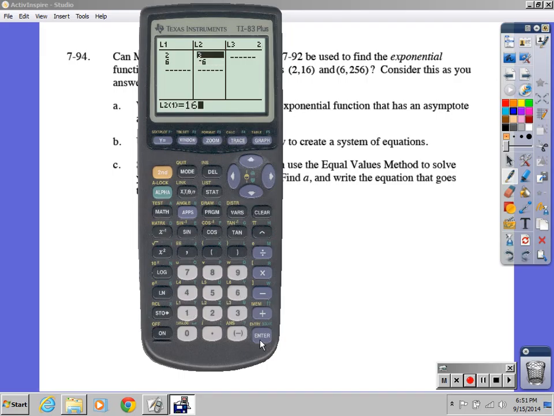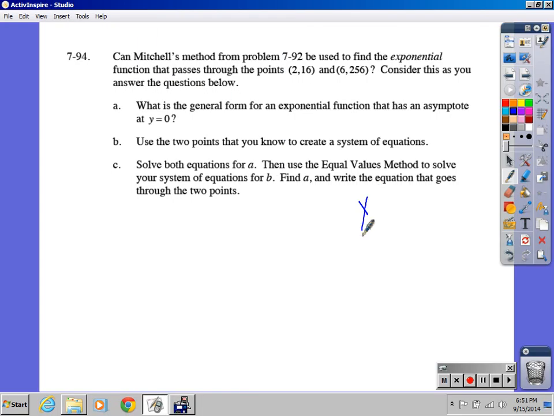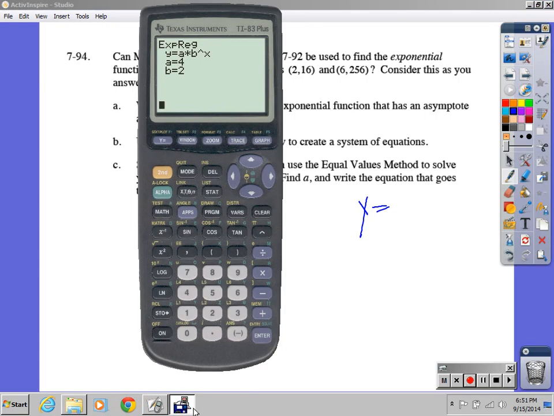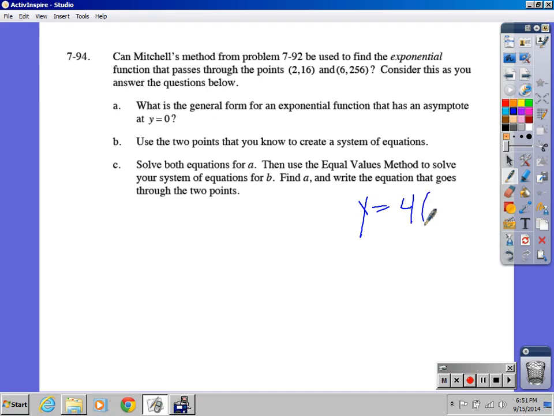So we have 16 and we have 256. For our y values, stat, calculate. I think we should challenge Big Mitch to a race. See whose method's the fastest. Okay, and luckily for us, we don't make any algebraic mistakes in our method. Y equals, and I think we had 4 times 2 to the x power. All right, Mitch, we got you again.